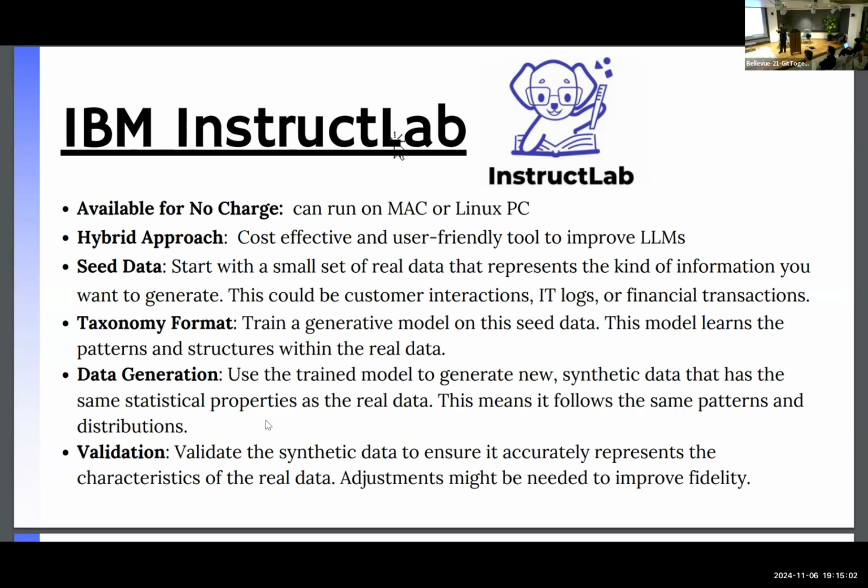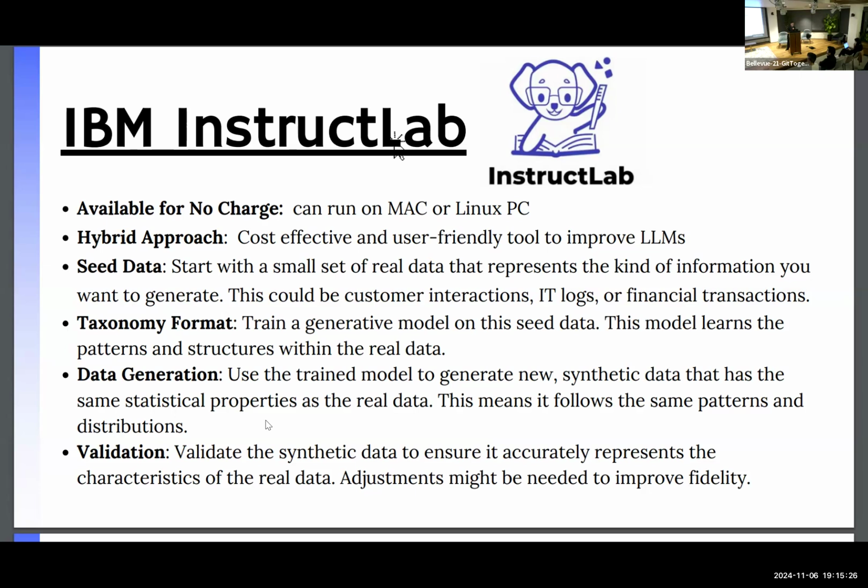And then once you have the seed data and you have the taxonomy, what we're going to do is synthetically generate additional information based on that training, because you need quite a bit of information to train the weights of the models in order to make an impact. And then finally, have a validation.